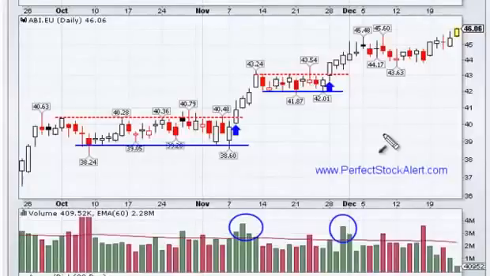Another thing to know is that the longer the base formation, the longer it's been established, the stronger it becomes. So if you have a very short-term base like we have back here, it's not as strong as this one over here. Okay.